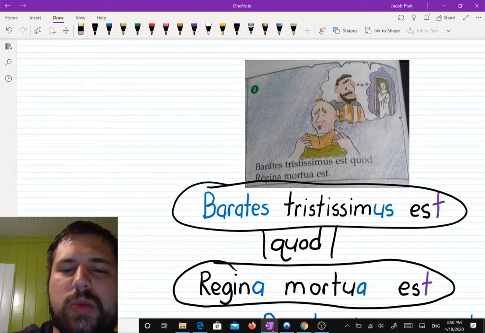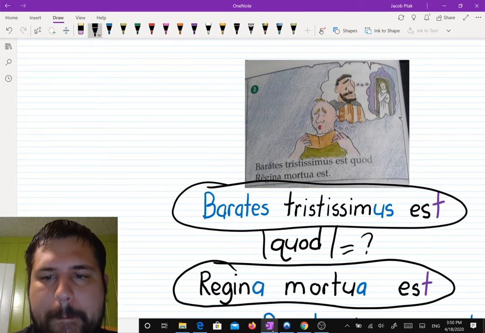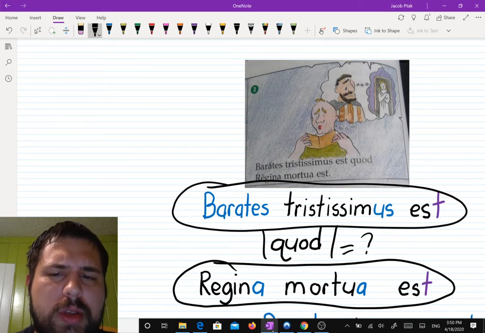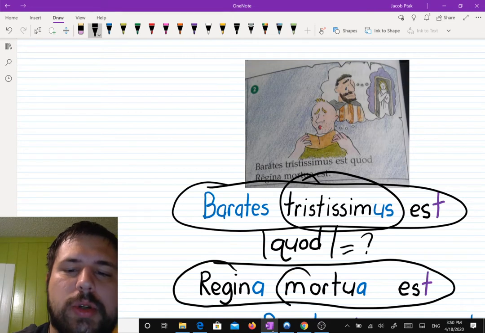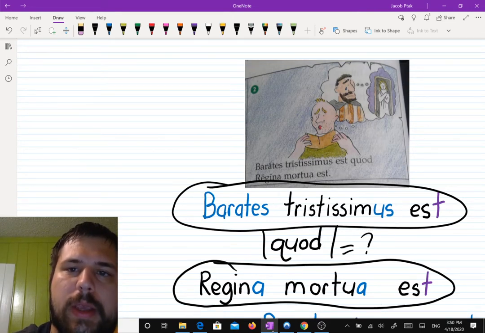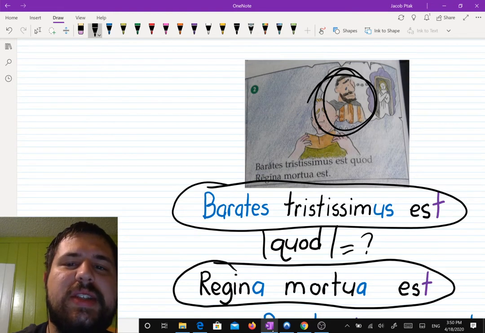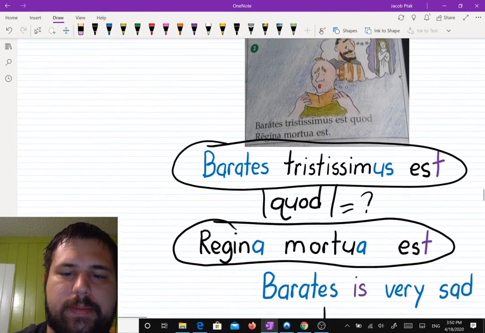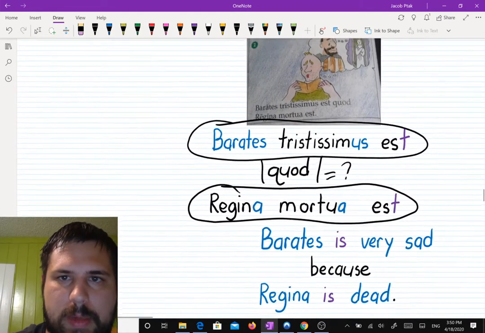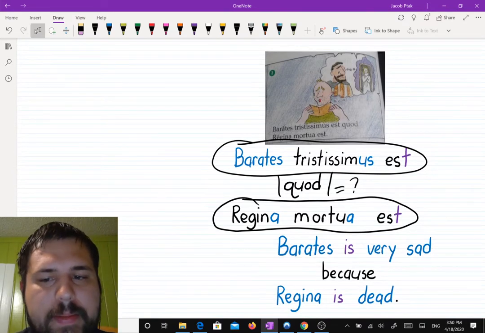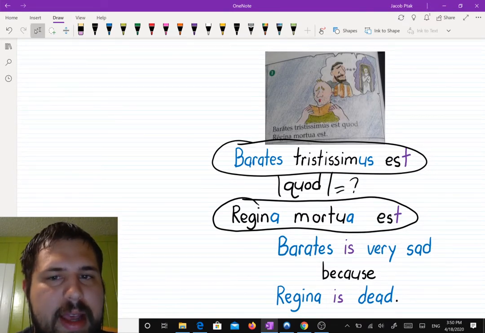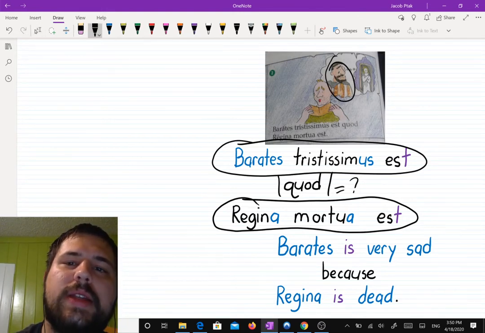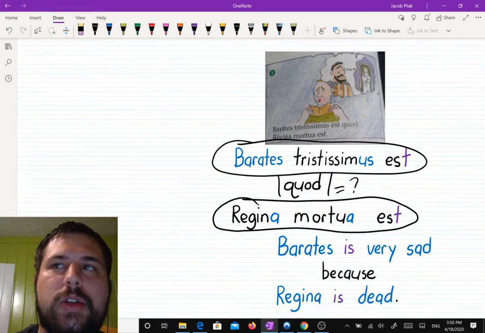So, what do you think this word quod has to mean? Think about it, because I'm going to show you the answer in just 1 second. Also, what do you think the words tristissimus and mortua have to mean? Barates tristissimus est, quod regina mortua est. Well, this means Barates is very sad because Regina is dead. You remember back to the introduction? His friend Barates, his wife Regina died, so he's very sad.